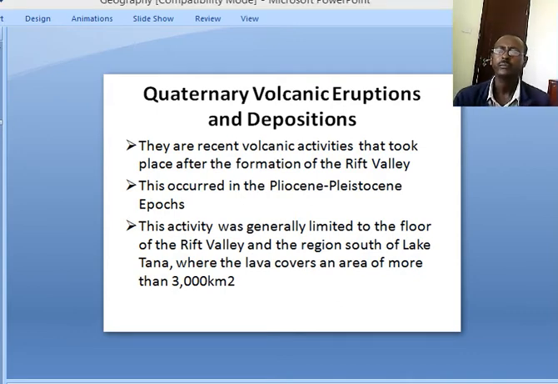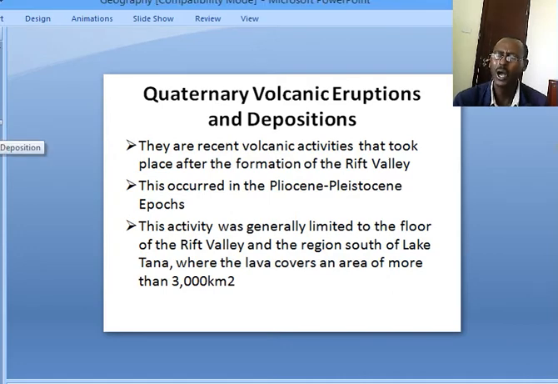Good. We have seen what happened during the Tertiary period. Quaternary volcanic eruptions and depositions are the recent volcanic activities that took place after the formation of the Rift Valley. This occurred in the Pliocene and Pleistocene epochs. This activity was generally limited to the floor of the Rift Valley and the region south of Lake Tana, where the lava covers an area of more than 3,000 square kilometers.